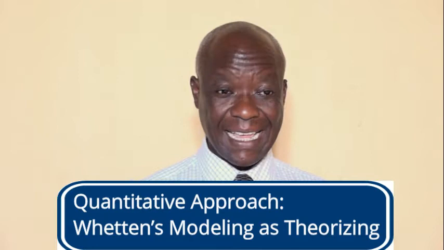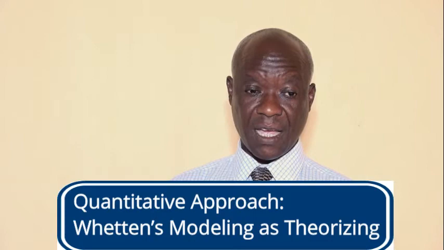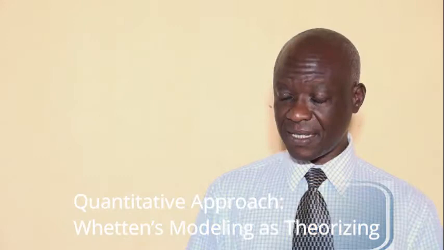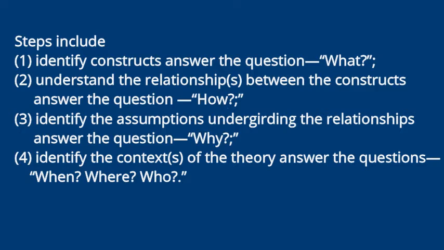And according to Whetten, there are about four major steps, ladies and gentlemen, that are very important. These steps include, one, you identify constructs, and in the process of identifying constructs, as articulated by Whetten, you answer the question, what? Then you go to the next step, understand the relationships between the constructs. And here you answer the question, how? Then number three, identify the assumptions undergirding the relationships. You answer the question, why, ladies and gentlemen? And then step number four, identify the context of the theory. You answer the question, when, where, and who, ladies and gentlemen.